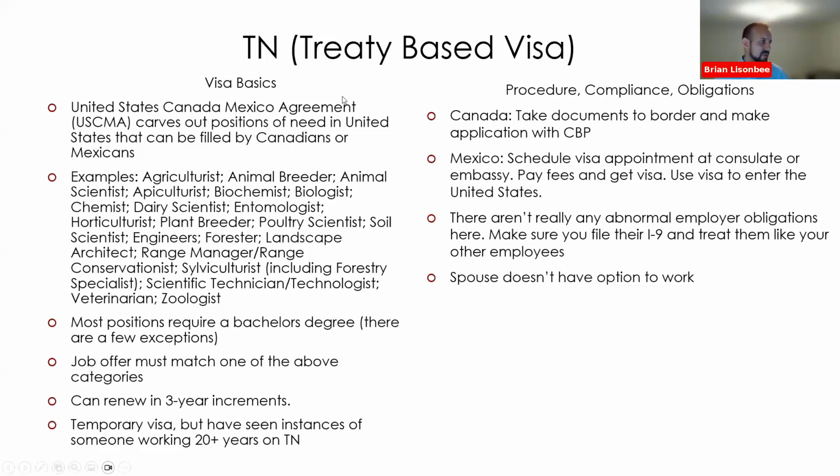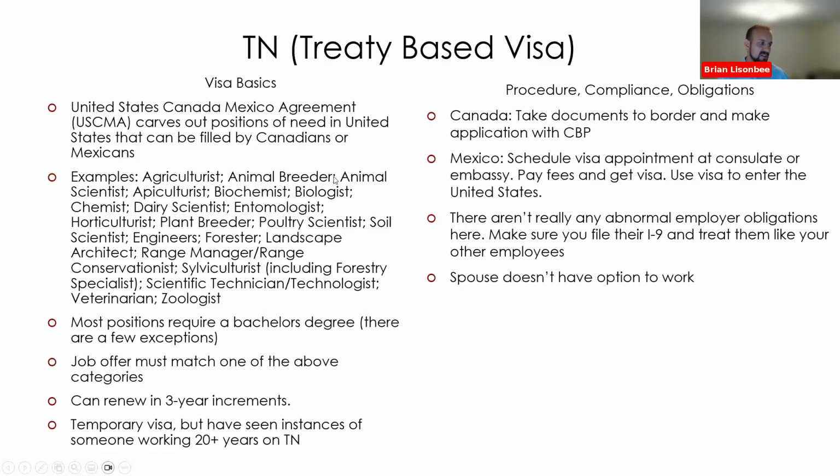The TN is basically a treaty-based visa between the United States, Canada, and Mexico. This used to be called the NAFTA agreement. It's changed recently to the USMCA. It carves out some positions of need in the United States that can be filled by Canadian nationals or by Mexican nationals.